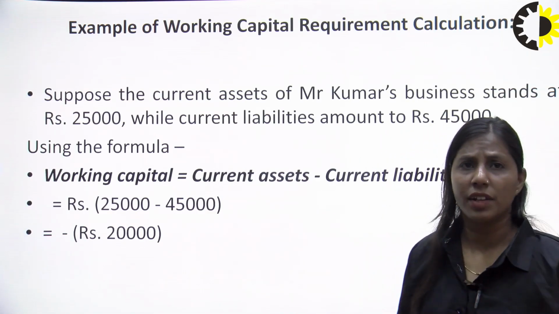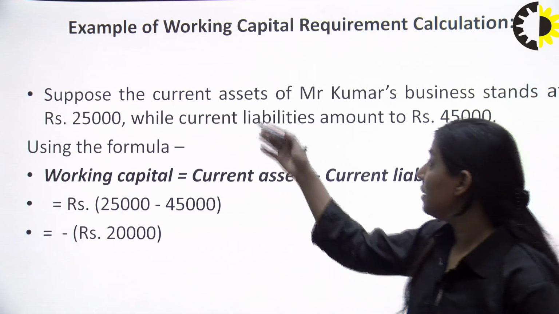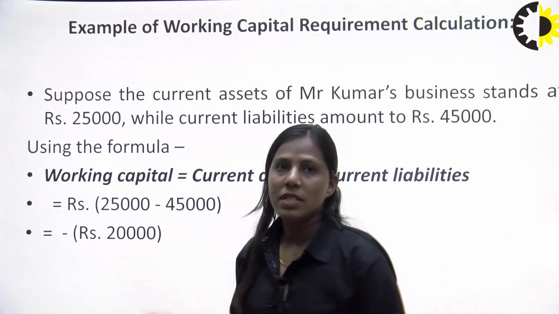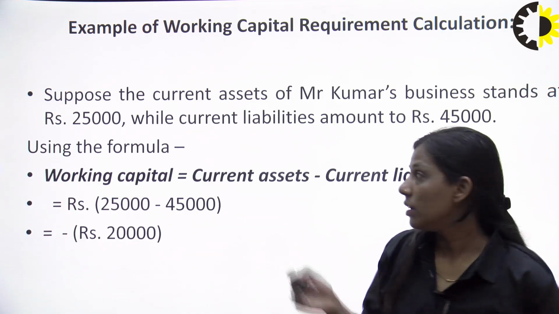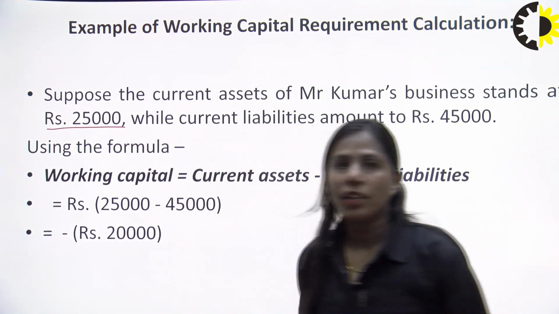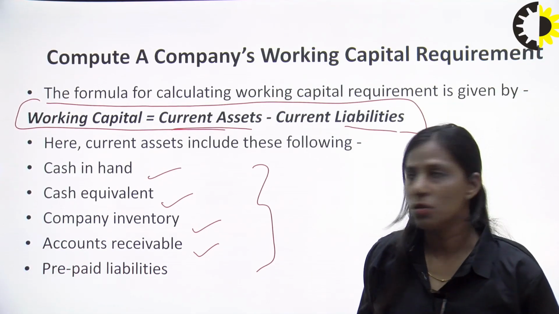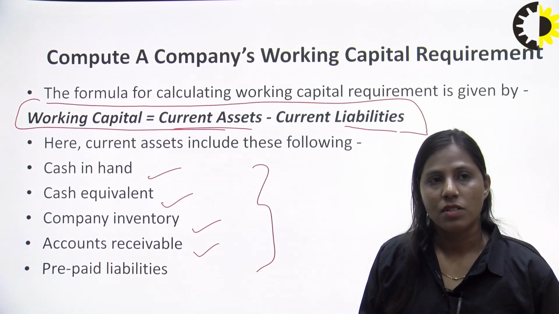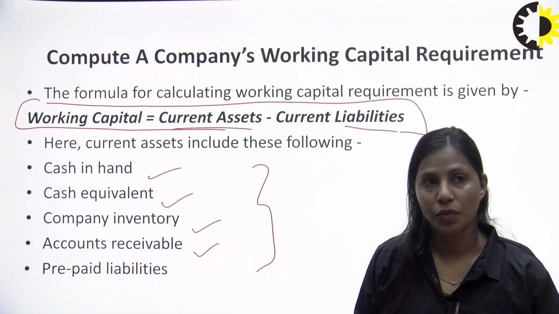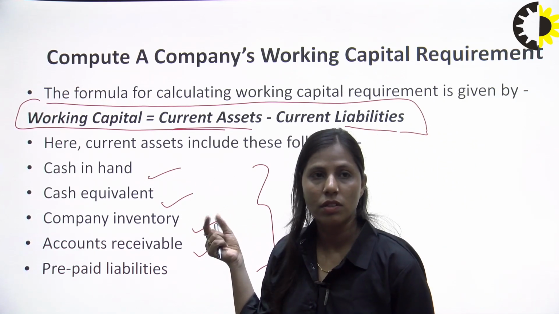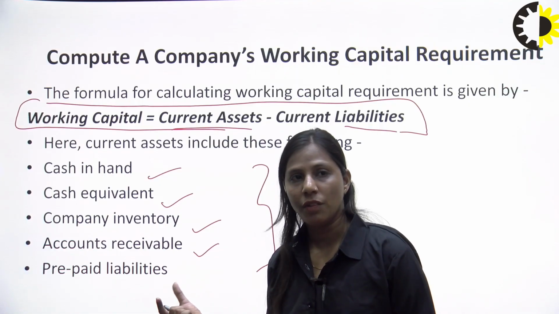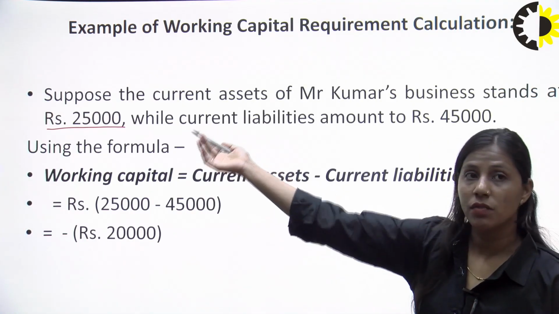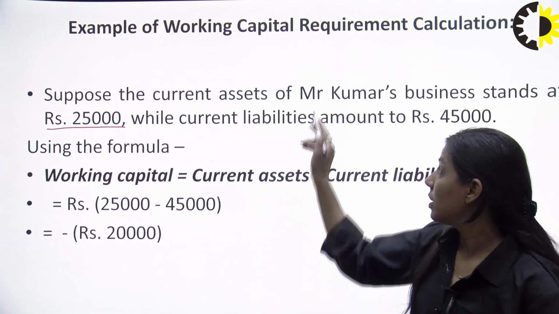This is the example we have taken. Suppose the current assets of Mr. Kumar's business stand at 25,000. If we are talking about current assets, it is already directly given over here. If the terminologies used in the question say that the cash in hand equals 25,000 or the cash equivalent equals 25,000, then we consider it as current assets. So we consider 25,000 as current assets.